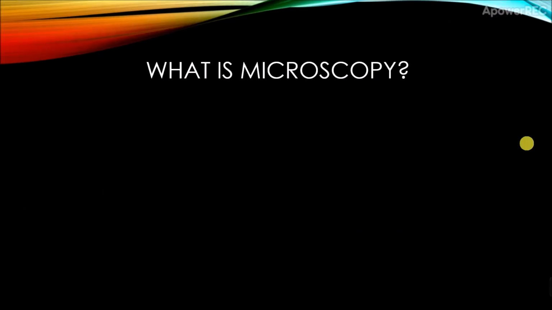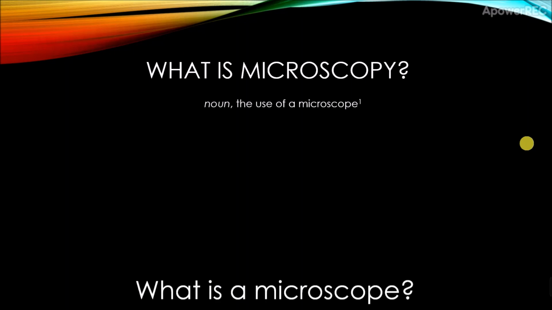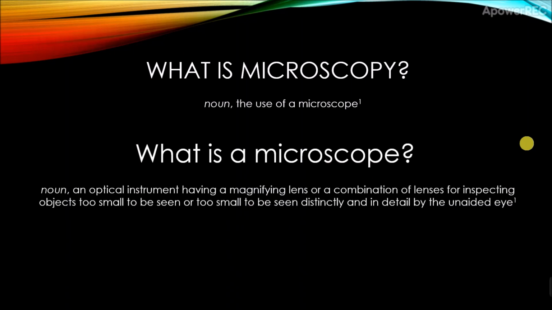To really understand scanning electron microscopy, we maybe have to define what microscopy is. If you look it up, you'll see that it's a noun that describes the use of a microscope. But what is a microscope then? A microscope is an optical instrument having a magnifying lens or a combination of lenses for inspecting objects too small to be seen, or too small to be seen distinctly and in detail, by the unaided eye.